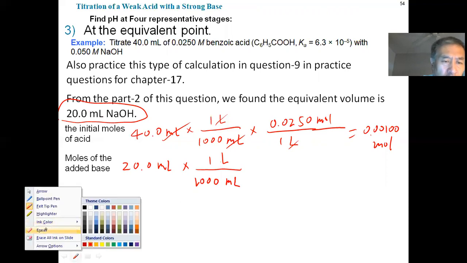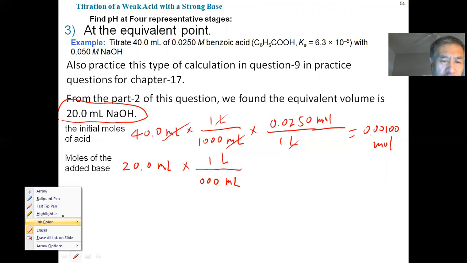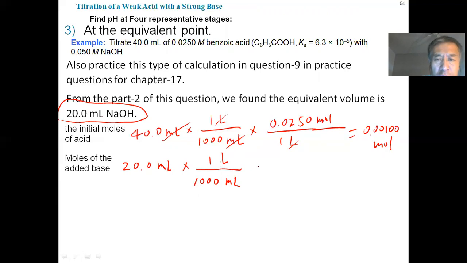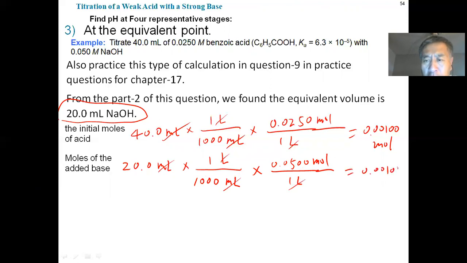So therefore, we will get the volume in liters first, and then we use the molarity of NaOH, which is more concentrated than the acid, 0.0500. So the similar cancellation, and we have the same amount of the added strong base. Okay, so it looks like they are going to be all used up. So that's good, but even when they are used up, we'll have something new in the solution.